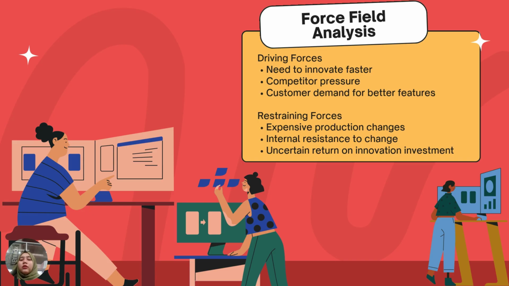On the other hand, the resisting forces are what hold us back. For example, production changes are expensive. There is internal resistance to change, meaning employees or departments might hesitate, and there is uncertainty about the return on the innovation investment. Basically, this analysis helps balance both sides and shows what must be overcome to move forward successfully.